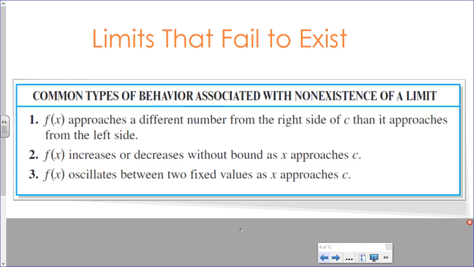I'm going to show you 3 pictures of what these 3 look like. Your pictures don't have to be fabulous, but they need to at least give you the idea of what's going on. Now, the picture for number 1 approaches a different number from the right and the left. So the right and left hand sides aren't matching up. The picture I'm going to show you for this first one is actually a graph that you need to be familiar with. So you should probably also write the equation with it.